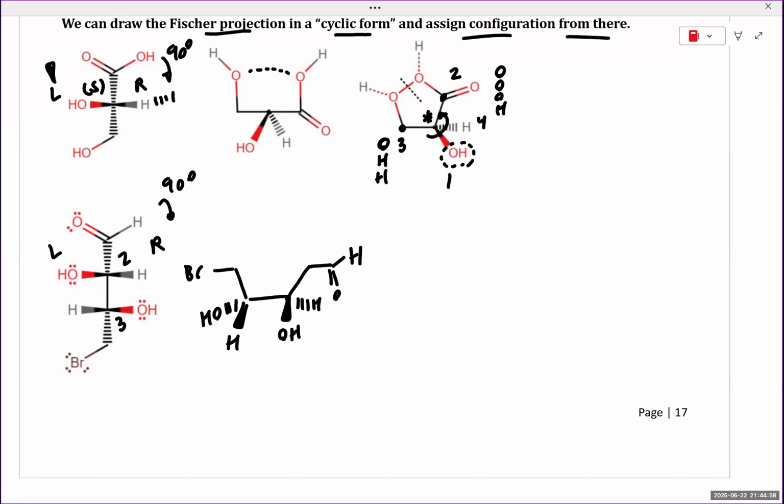From here, what you can do is you can assign the configuration at the centers from here, or you can draw this in its cyclic form.